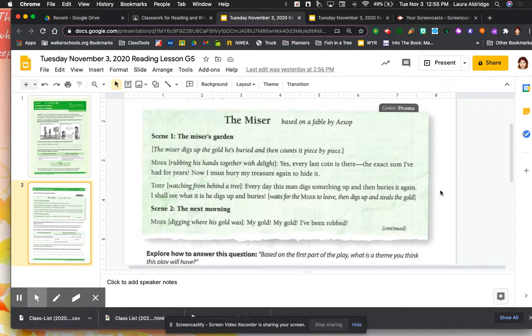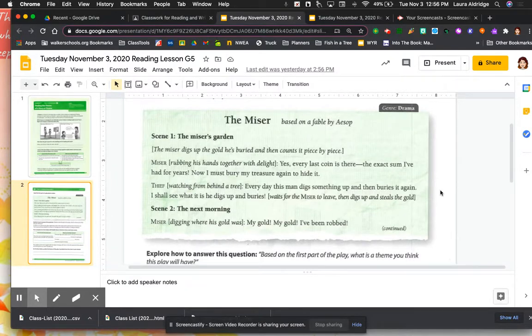Just based on the very first part of this play in these first couple of scenes, what do you think the theme is? What can you predict the theme might be for the rest of this story? What lesson in life, or message, could we get from this part of the story? I want you to think about this.